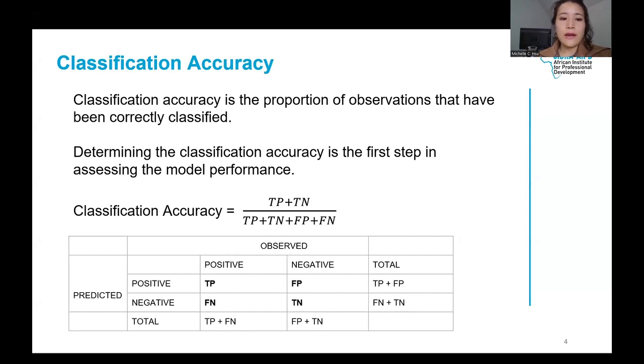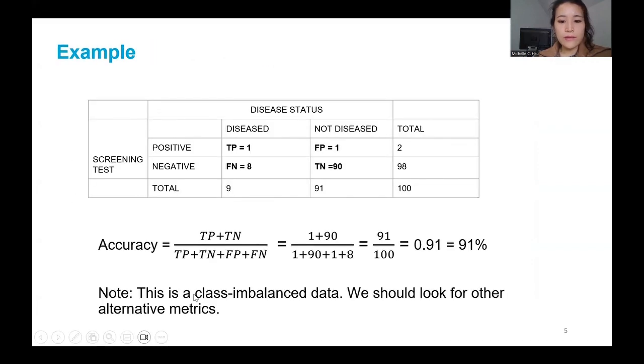So here I have the formula of the accuracy. You see that the numerator is simply the sum of true positives and true negatives, and the denominator is simply the sample size, right? Accuracy is easy to calculate and intuitive to understand, making it a very common metric used for evaluating classifier models. What I don't have on this slide is the classification error rate, which is simply the proportion of observations that have been misclassified. So let's look at an example in our next slide.